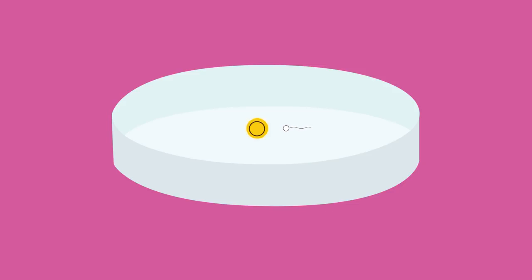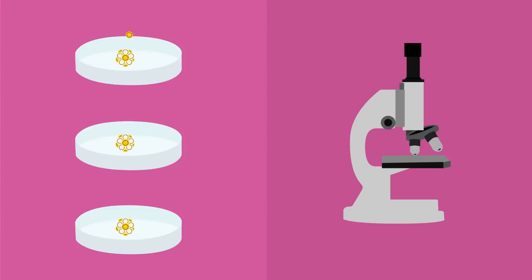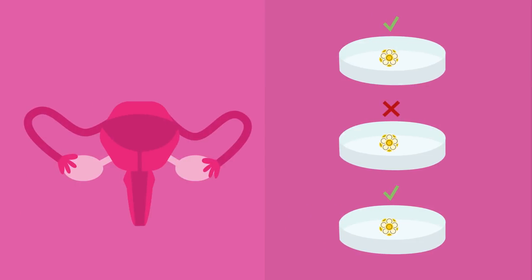Each fertilized egg would be left to grow until it reaches a few cells big, and then 1 cell from each embryo is removed and its genes tested to see if it has a genetic disorder. Only unaffected embryos, a maximum of 2, would be placed back into the mother's uterus to grow and hopefully develop into a healthy baby.